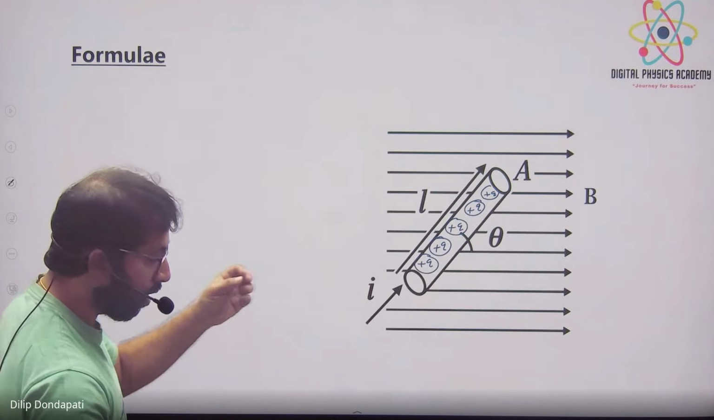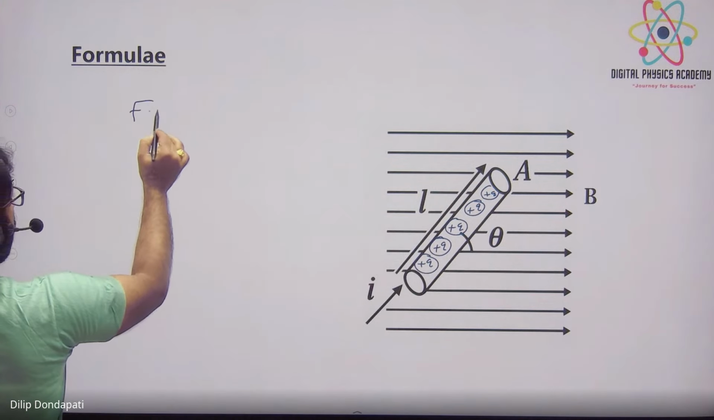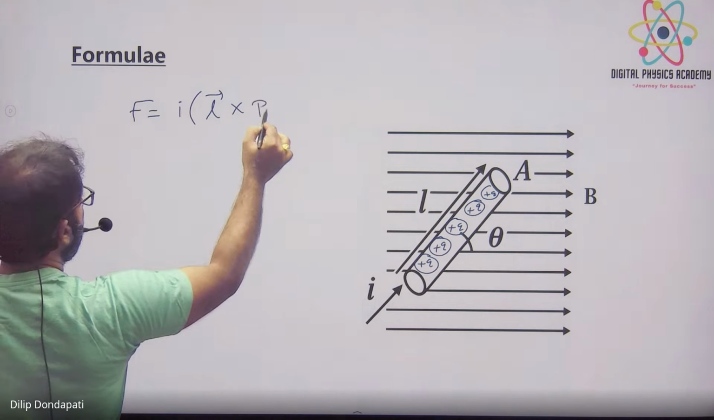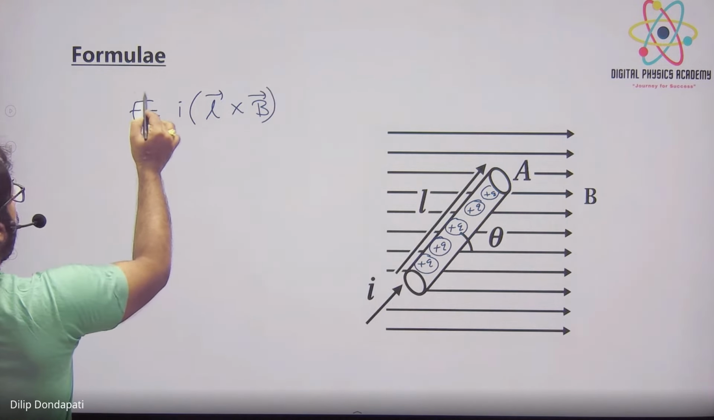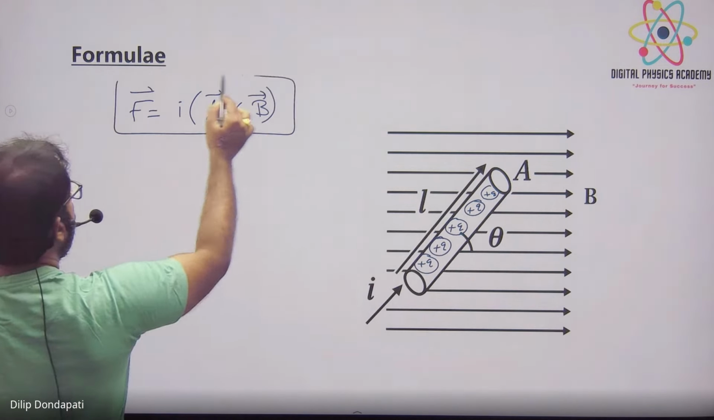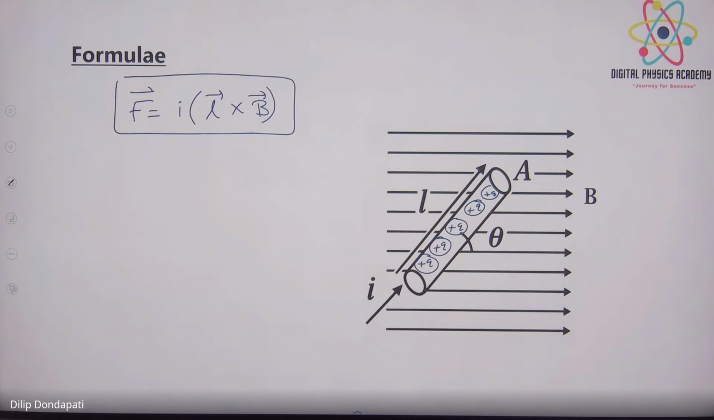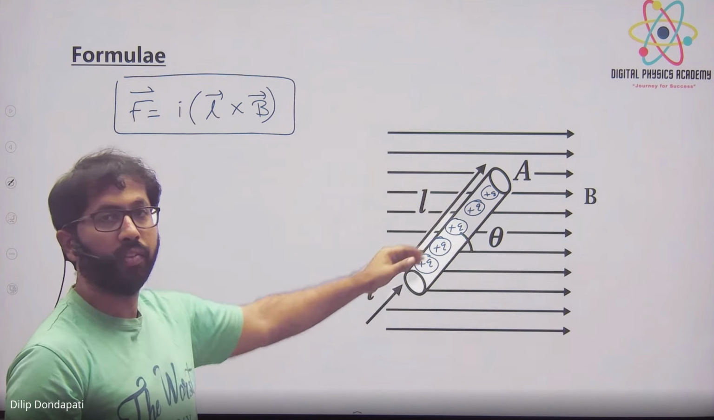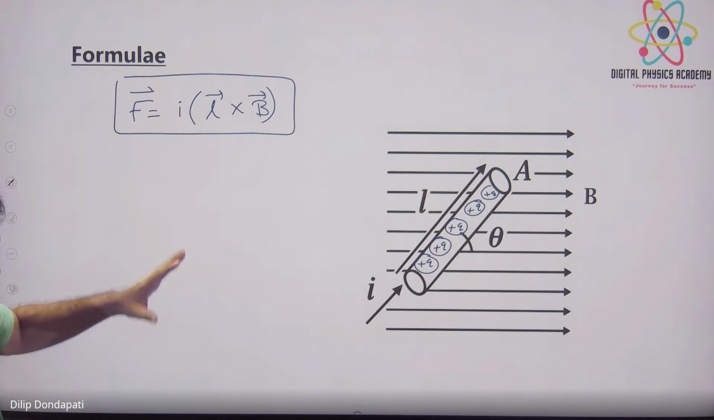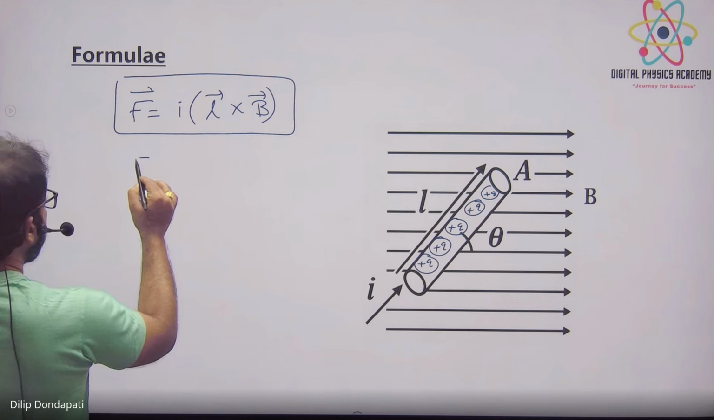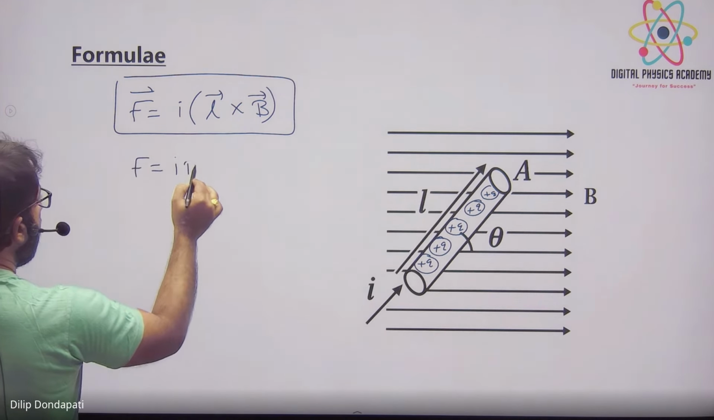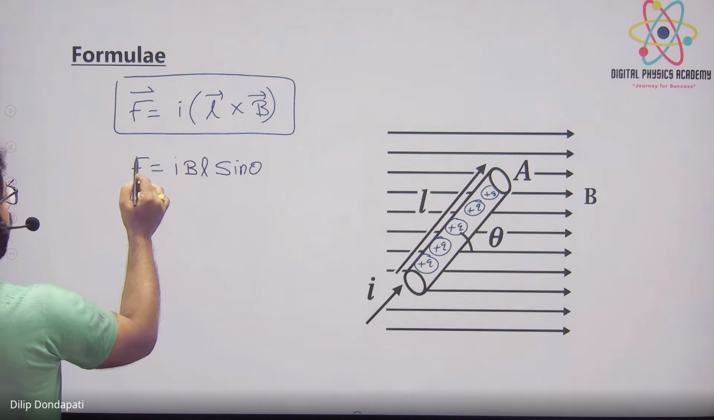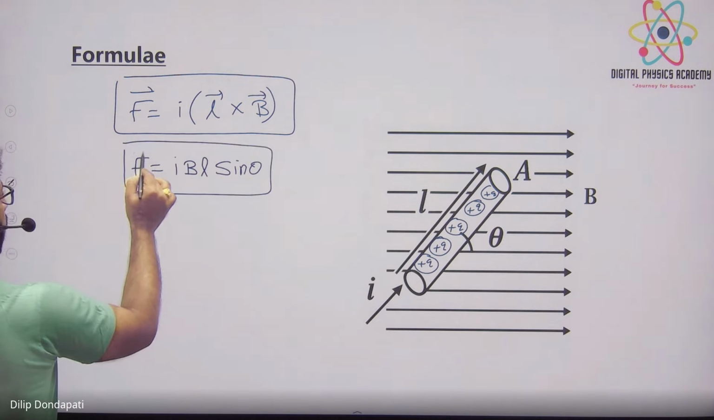Okay, and the formula for force is F is equal to I into L cross B. Force is equal to I into L cross B. L is the length of the conductor as a vector, and we should take the direction of the current only. L cross B is the formula. If I expand, F equals IBL sin theta. IBL sin theta is the formula in scalar form.